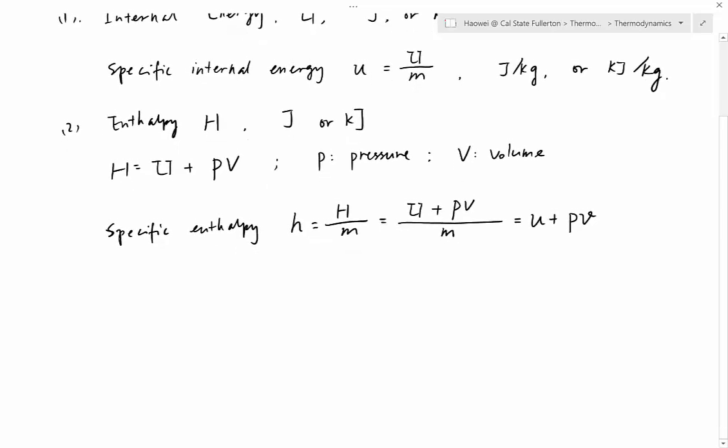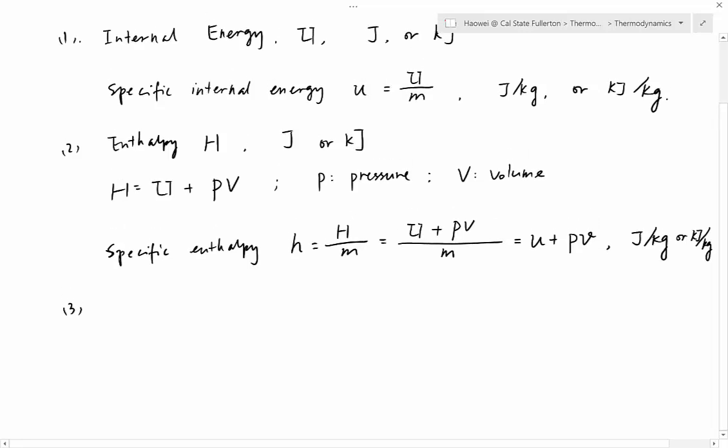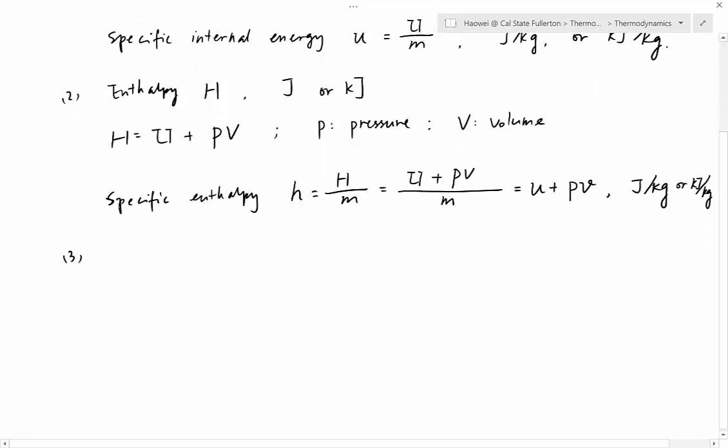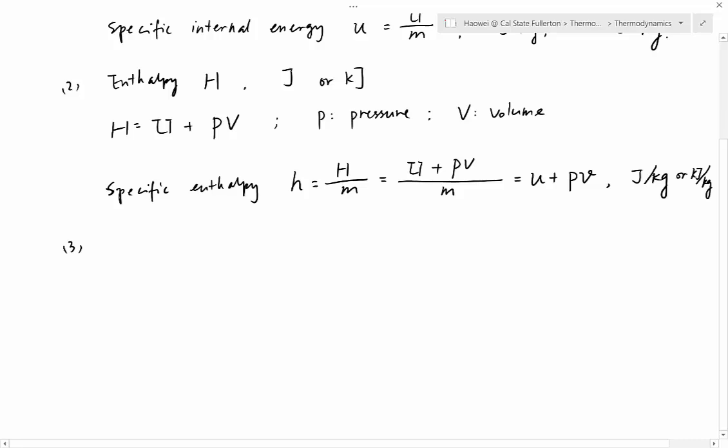The unit for specific enthalpy is joule per kilogram, which is the SI unit, or kilojoule per kilogram. Both are correct. Okay, so the next part is how do we look for those properties? Internal energy, enthalpy, specific internal energy, specific enthalpy. These are properties, and we can still find them from the table.